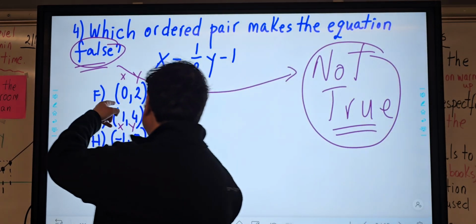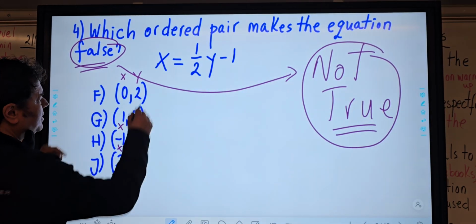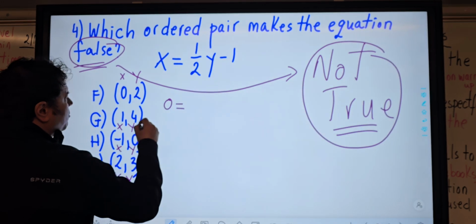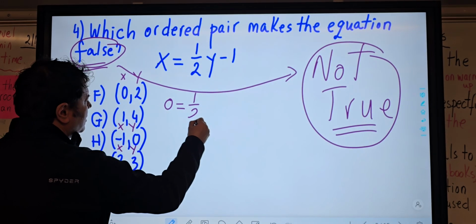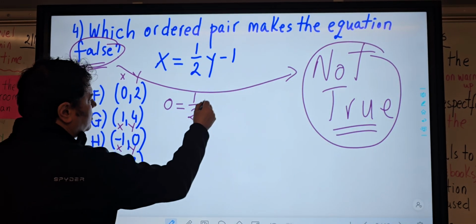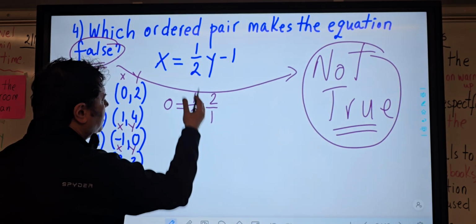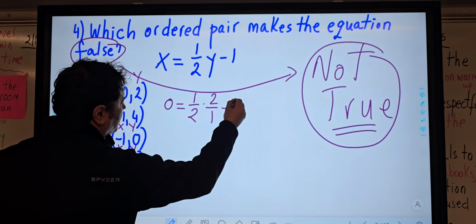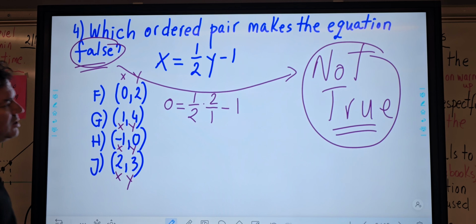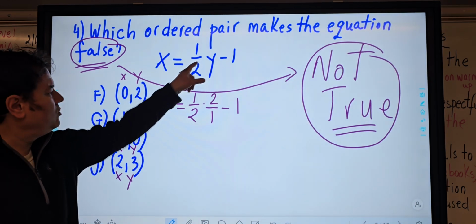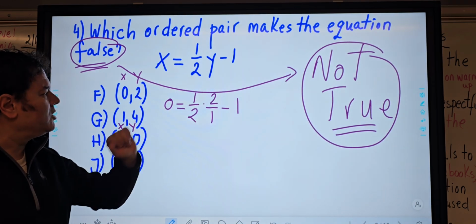Okay, let's try the first one. So instead of x, we are putting 0. So we have 0 equals 1 over 2 times, instead of y, we are putting 2, times 2 over 1, minus 1. We can make 2 a fraction, we make it 2 over 1. Remember, we can do that in math.